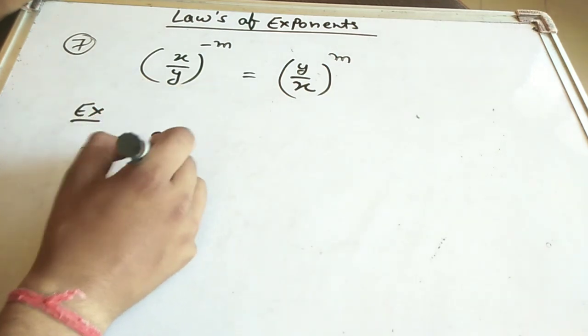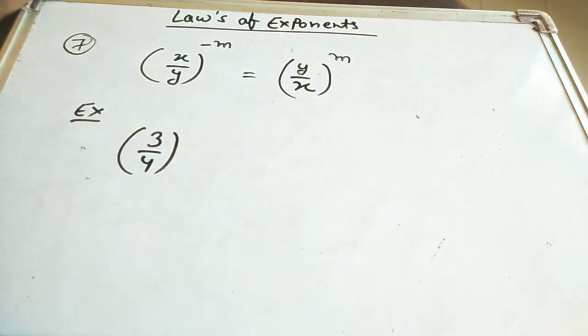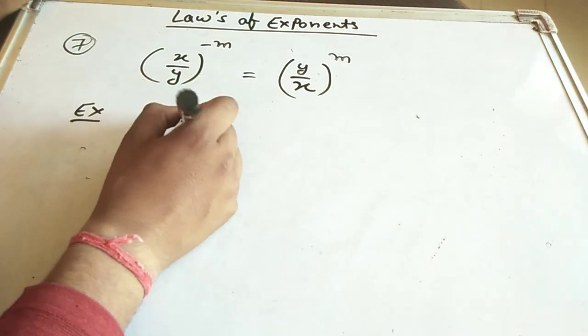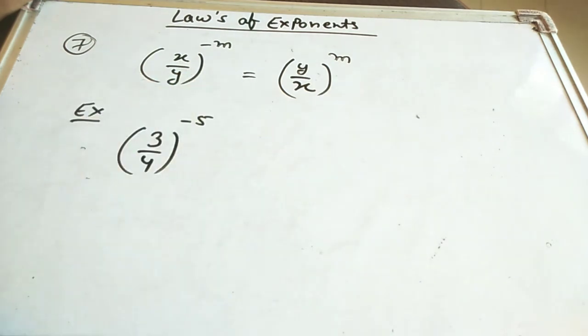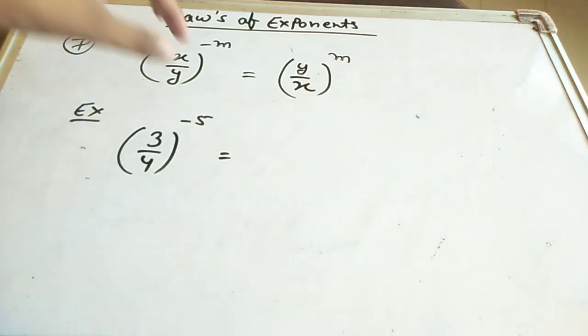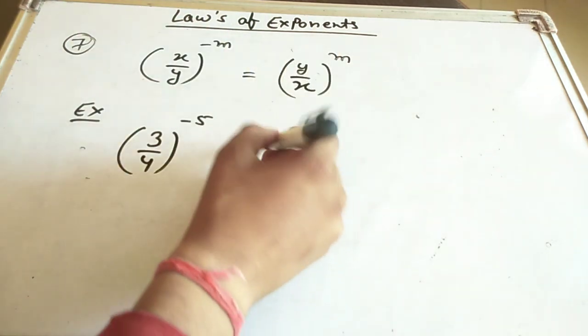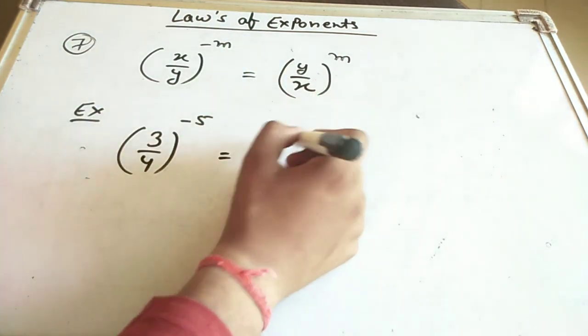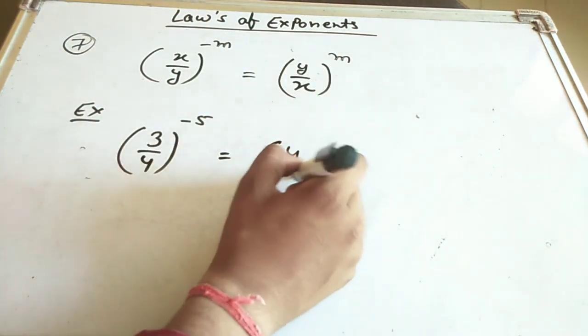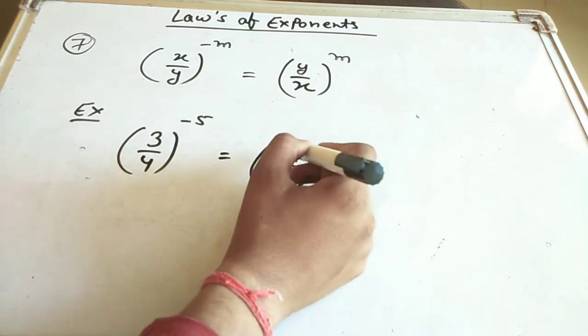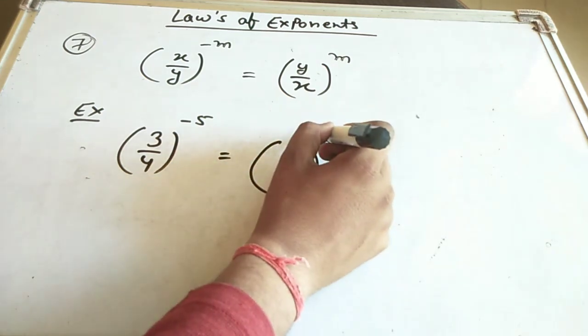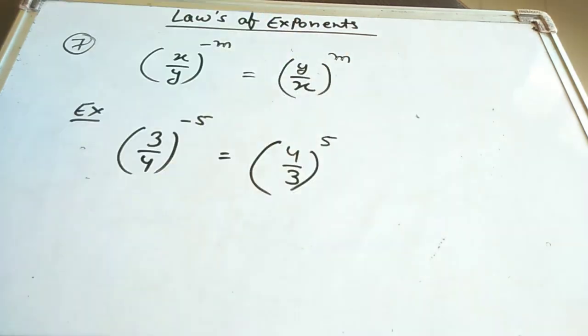3 by 4 is the base and the power is minus 5. Okay. So for a positive exponent, we take the reciprocal of the base. So 4 by 3, the reciprocal of the base, and the exponent is positive 5. Understood?